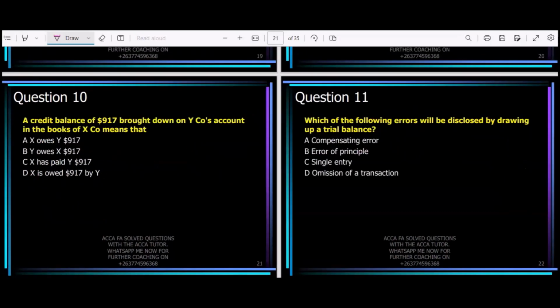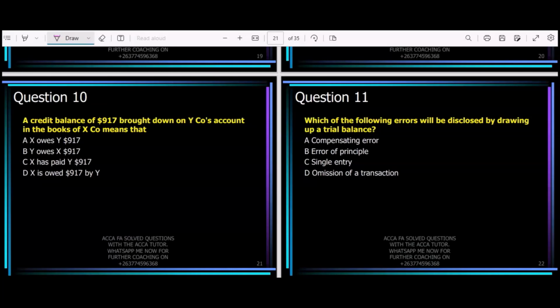Okay, ladies and gentlemen, let's start with question number 10 on the screen. A credit balance of $917 brought down on Y's account in the books of X Co means that A, X owes Y $917, B, Y owes X $917, C, X has paid Y $917, D, X is owed $917 by Y.